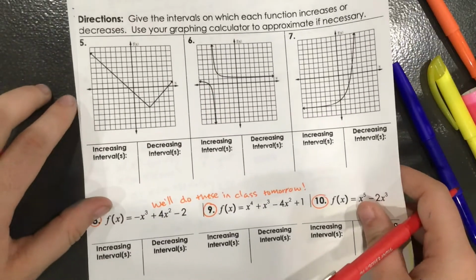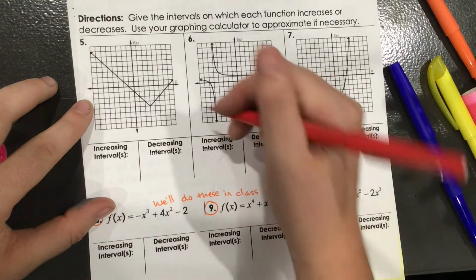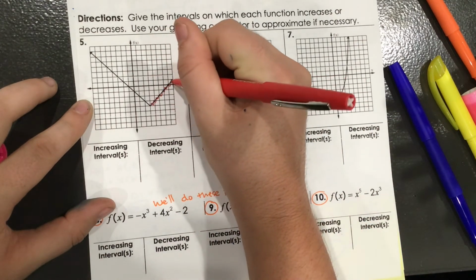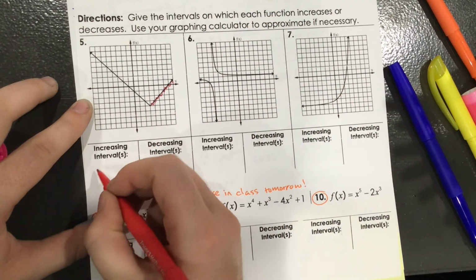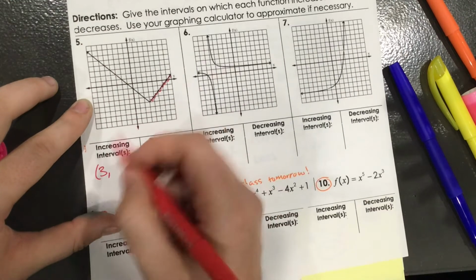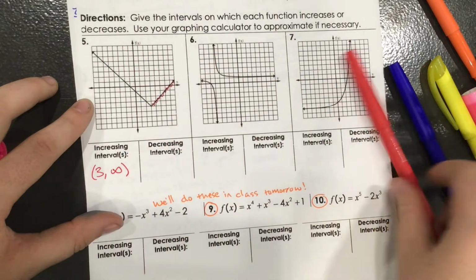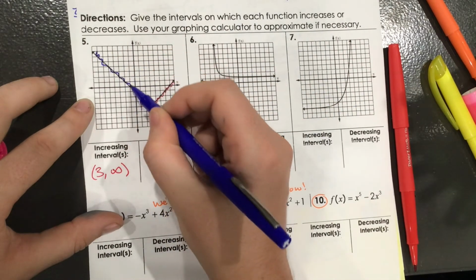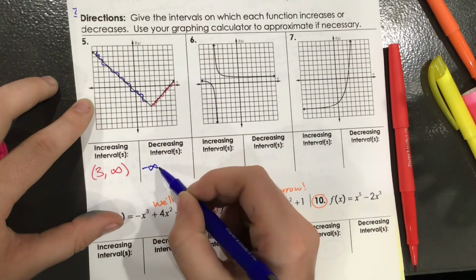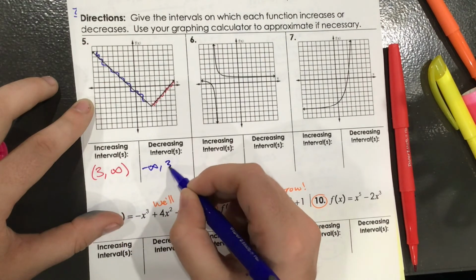Okay, let's talk about more graphs. Increasing intervals. Well, it looks like it's going uphill right here. It starts at x equals 3, and it goes on forever to infinity. Decreasing. It is decreasing, going downhill from negative infinity all the way to that positive value of 3.